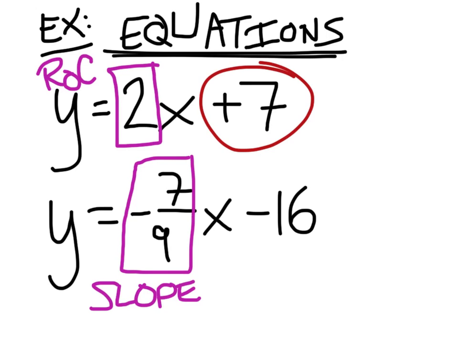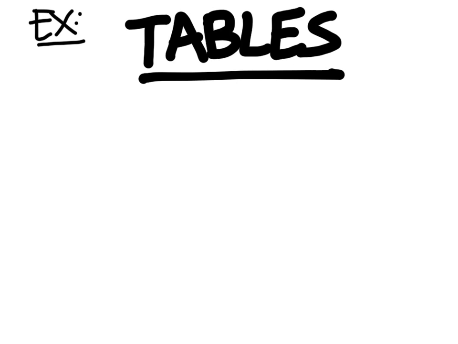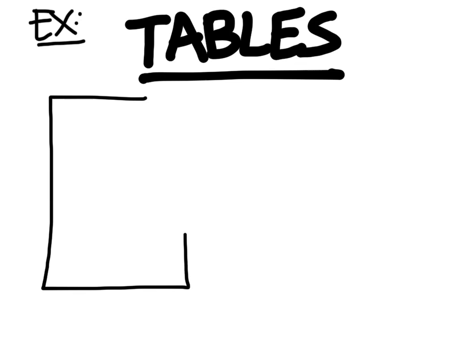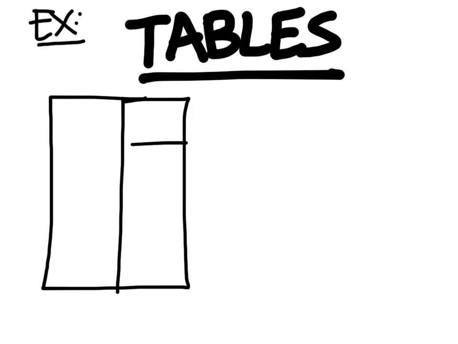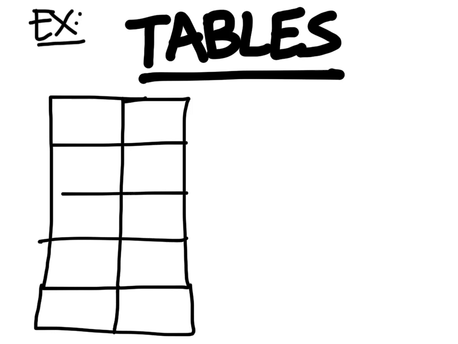So let's go to this one. This is another example. We did equations. Now let us do a table. With a table, first thing we need to do is make a table. So here's a table right here. We need 3 values, so let's get another one right here, and we are going to compare.